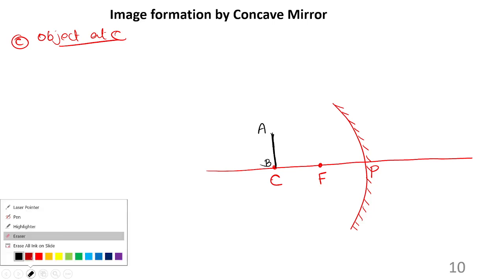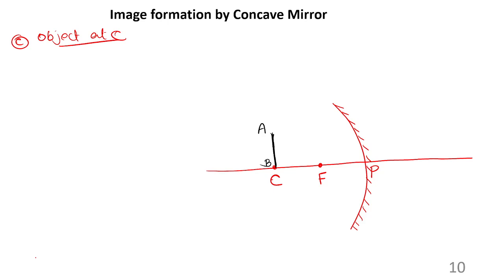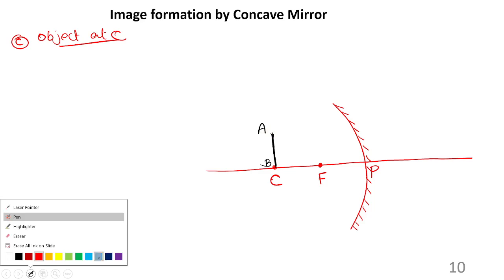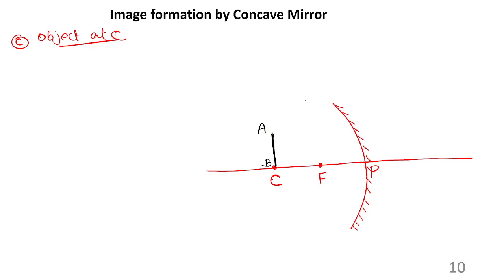So I want A dash. Listen, I want A dash. A dash is the image of A. The upper portion of the candle is A. Where is the image of A? I will show you. For that purpose, let us draw two rays. There are so many rays coming out of A. Understood?